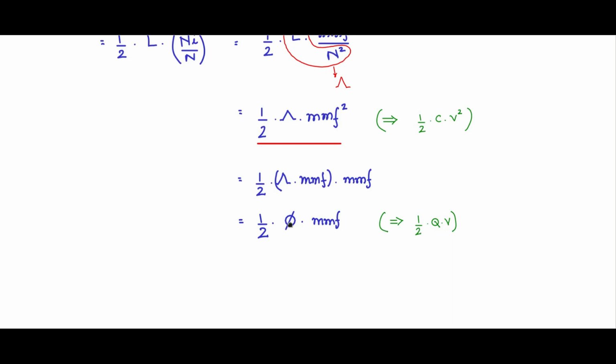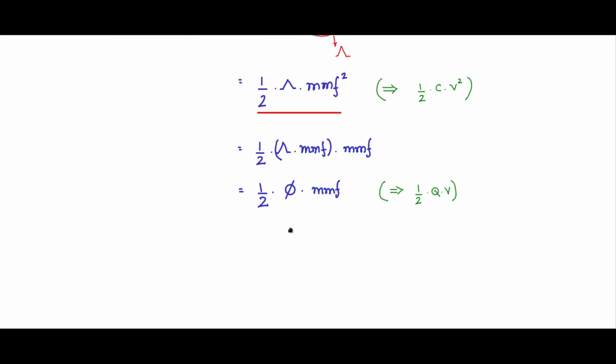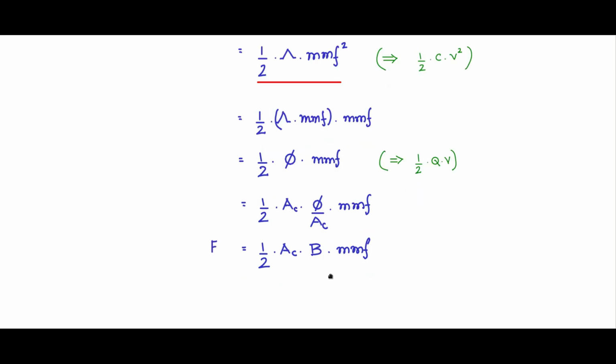Now phi I want to express in terms of flux density B. So let us say half into AC into phi by AC. Phi by AC is the flux density B, into MMF. So I can write that as half into AC into flux density B, and into MMF. So this becomes the energy that is stored in the inductor from the magnetic perspective.